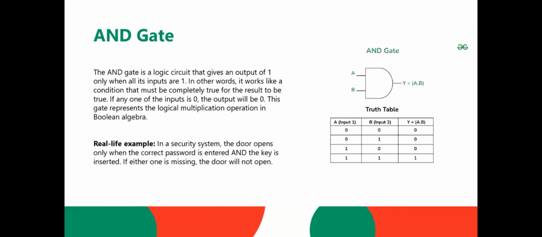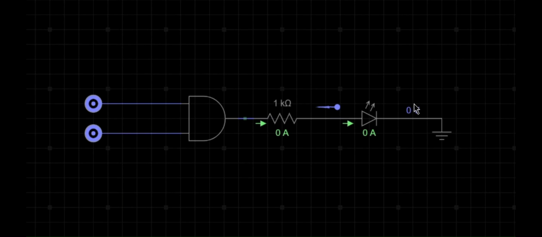The AND gate is a logic circuit that gives an output of 1 when all inputs are 1. In other words, it works like a condition that must be completely true for the result to be true. See here in the truth table, if you give 0 0, it will return 0; 0 1 gives 0; 1 0 gives 0; 1 1 gives 1.